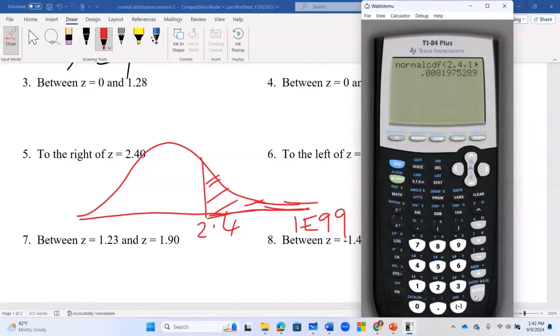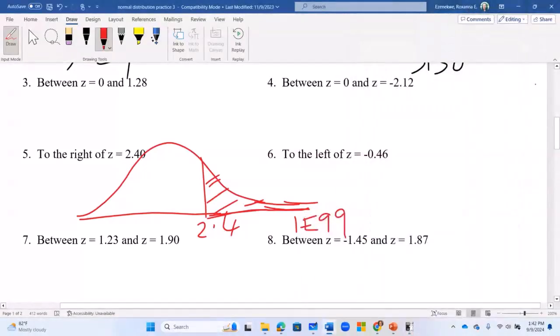The area is actually tiny. The answer to 4 decimal places is 0.0082. If I'm told to write my answer in percent, it is 0.82%. The area under the normal curve to the right of 2.4 is 0.82%. I told you I'm going to put this. This is a practice worksheet. I'm going to put it in Blackboard. Okay.